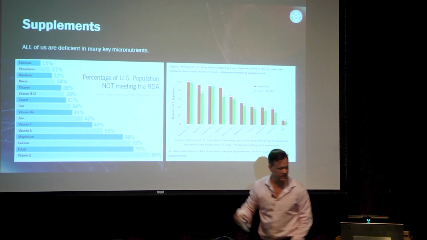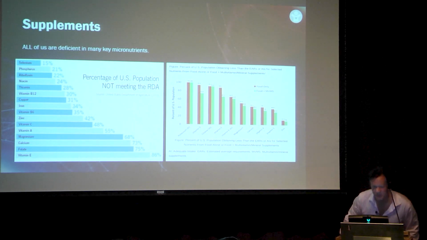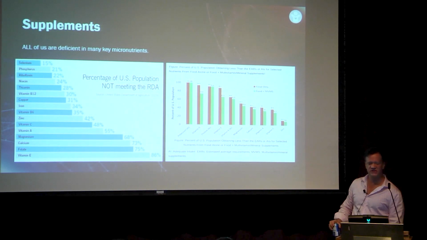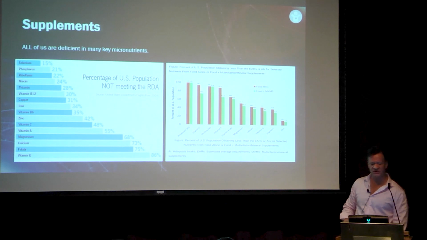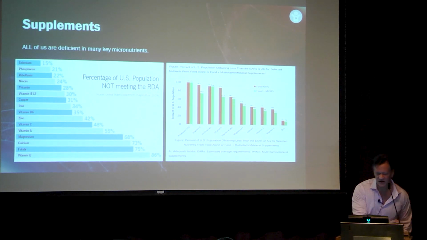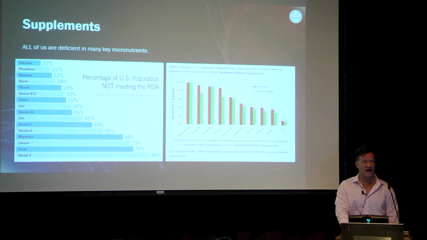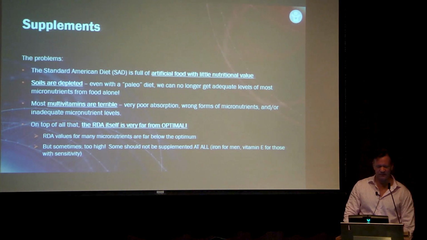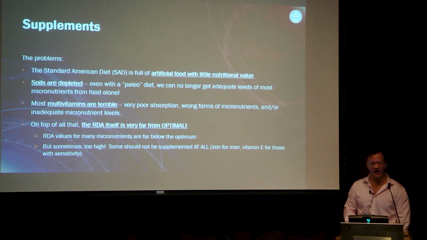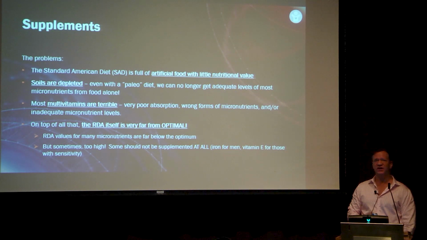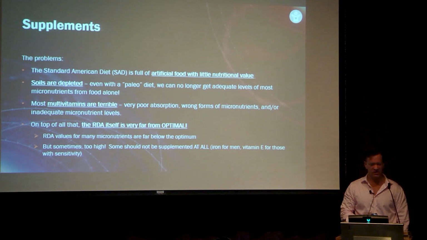Vitamin D. It is something like 90% for the food-only group and 70-some% for food plus a multivitamin. Choline, both are in the 80s. So essentially, all of us are not getting adequate micronutrients. And why is that? There's a lot of reasons for that. One is that the standard American diet is full of artificial food with little nutritional value, right? It's processed food. There are very, very few micronutrients in them.